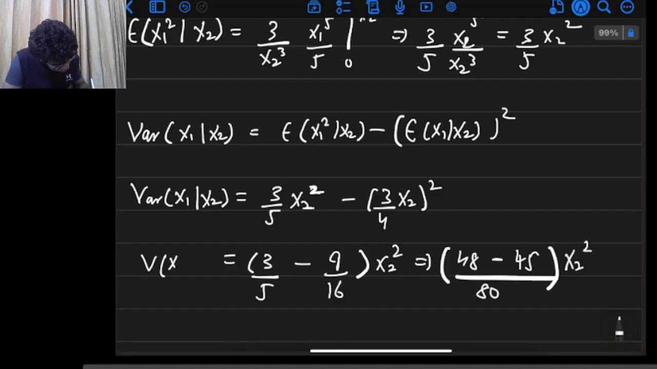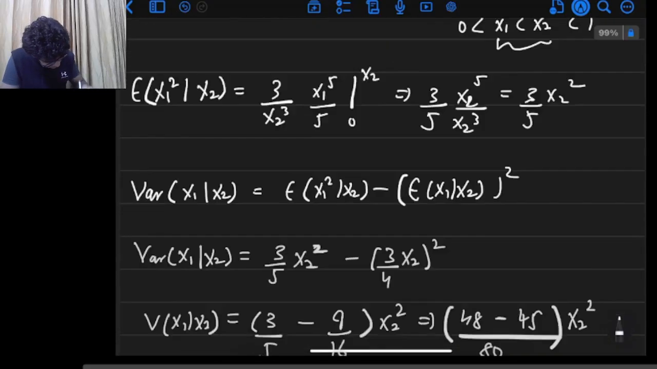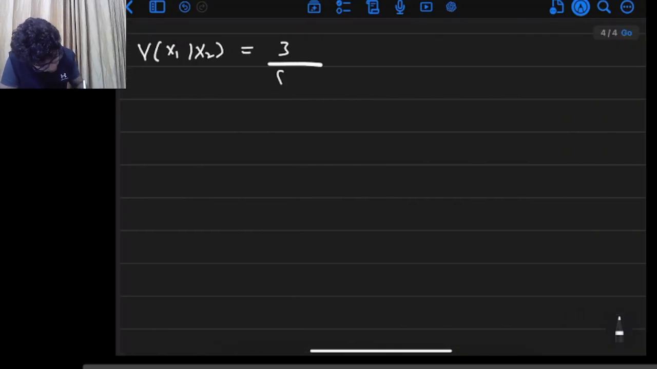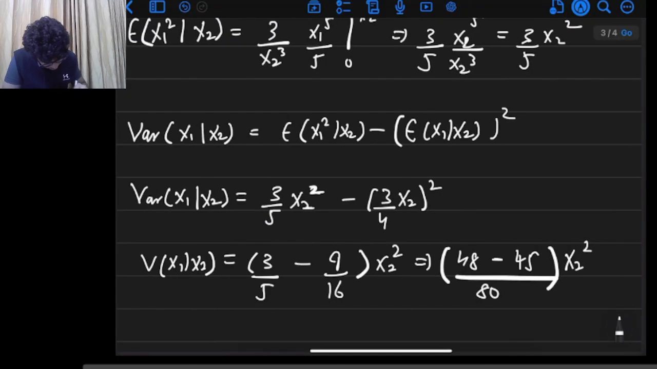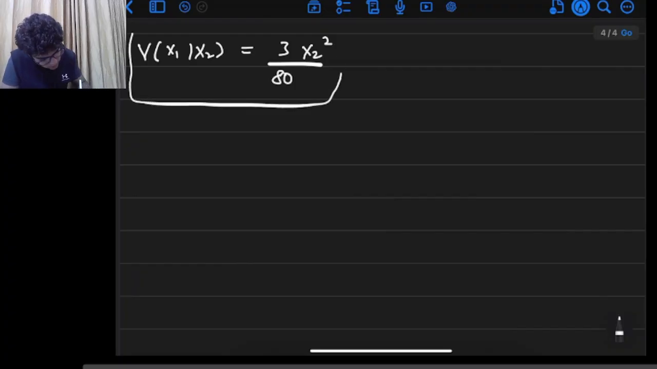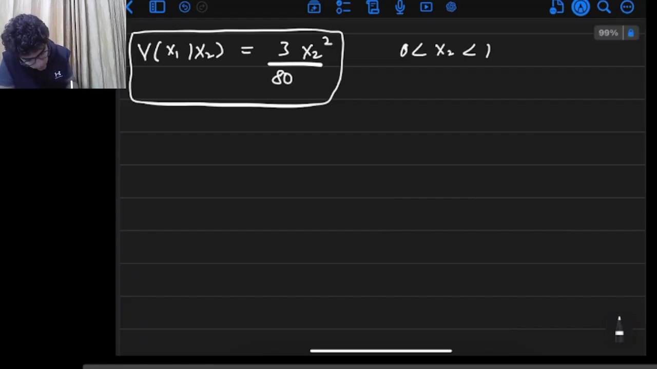So this gives me the variance of x1 conditional on x2 as 3 by 80 x2 square. This is my variance. Let me just check: 3 by 80 x2 square, and also that x2 lies between 0 and 1, which is given to us. So what we did was absolutely right, and we have found our answer.